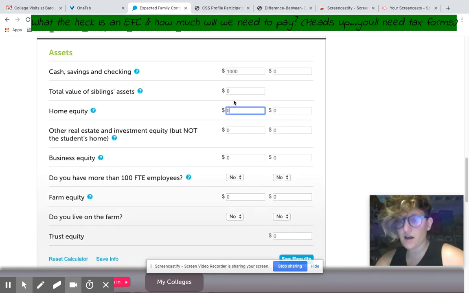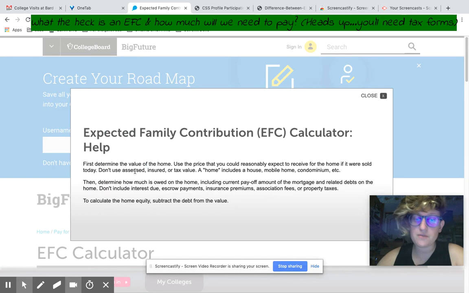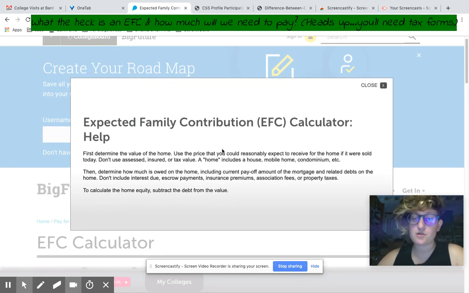If your family owns a home, they have to put what the home is worth. So first, determine the value of the home. Use the price that you could reasonably expect to receive for the home if it were sold today. Don't use assessed, insured, or tax value. A home includes a house, a mobile home, or a condo. Then determine how much is owed on the home, including any debts or mortgage, right? And then subtract the debt from the value.